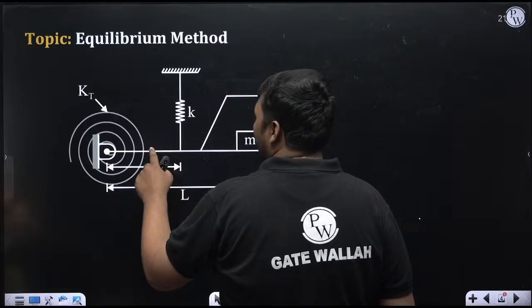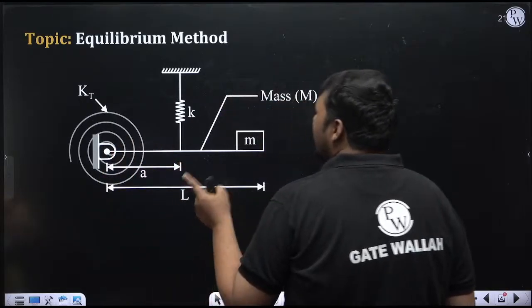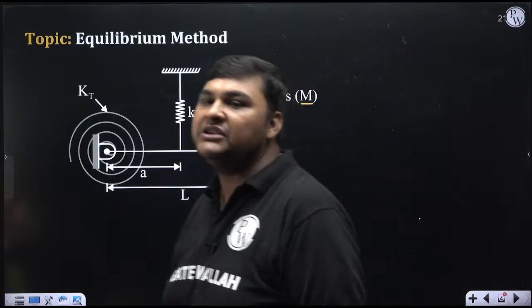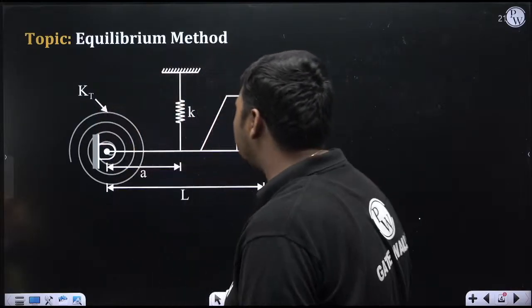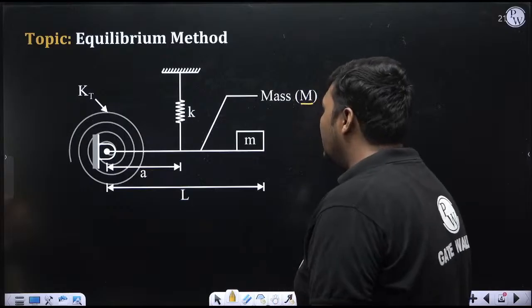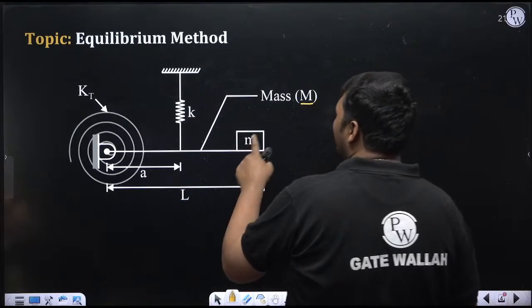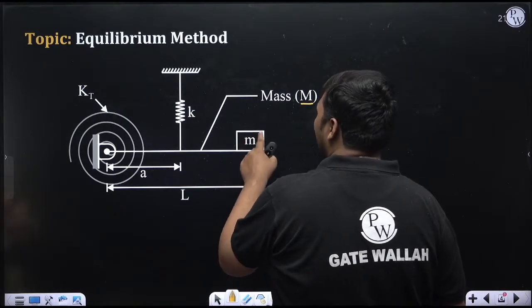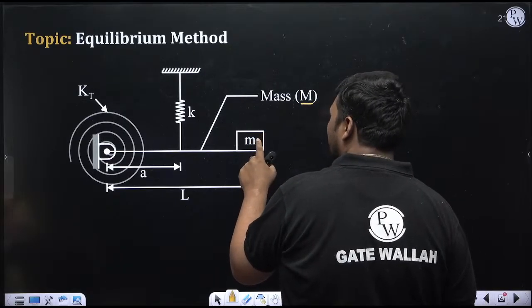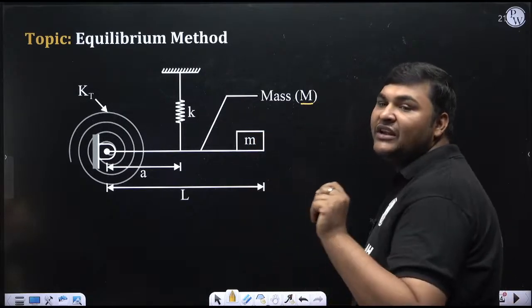This is the rod which is hinged at this location. The mass of this rod is capital M, and it is hinged at this location. The length of the rod is capital L. Now at the free end of this rod, one point mass is also attached, whose value is small m. So this is a point mass whose magnitude is small m. It is attached at the free end of the rod.